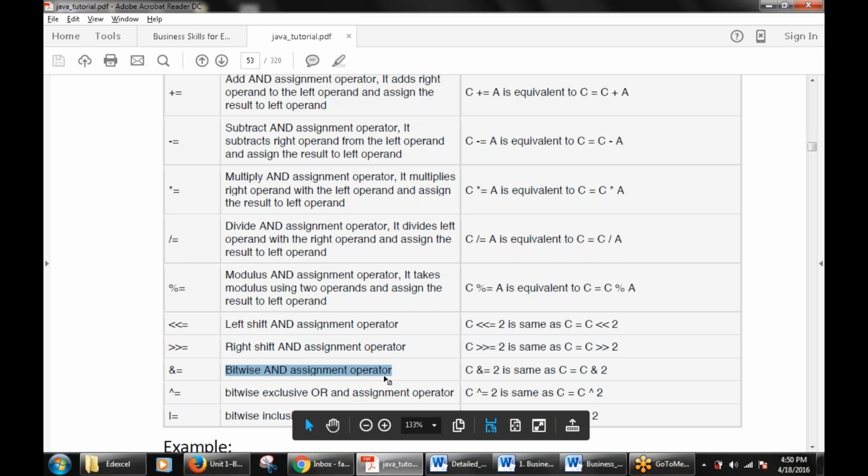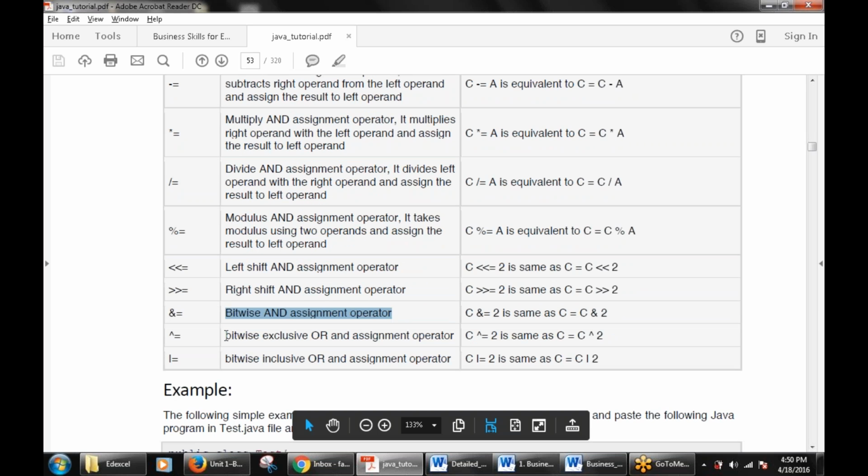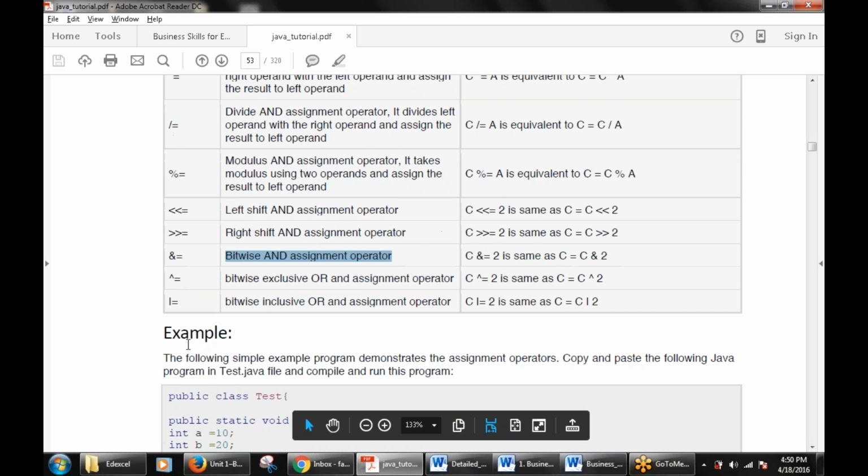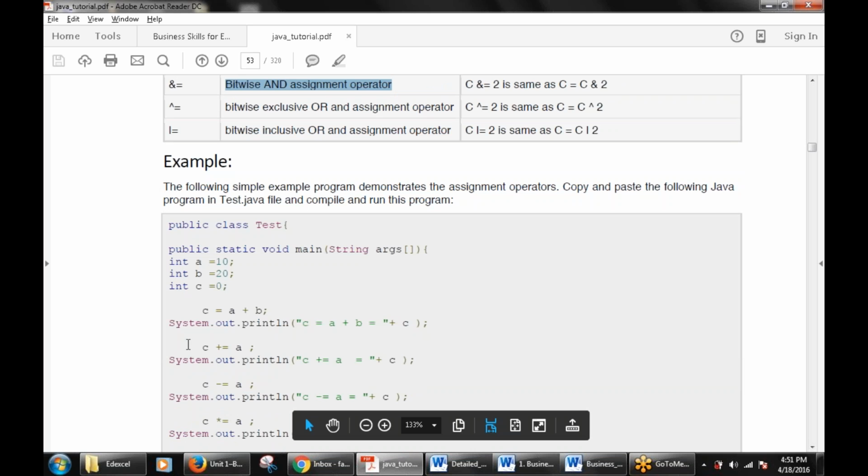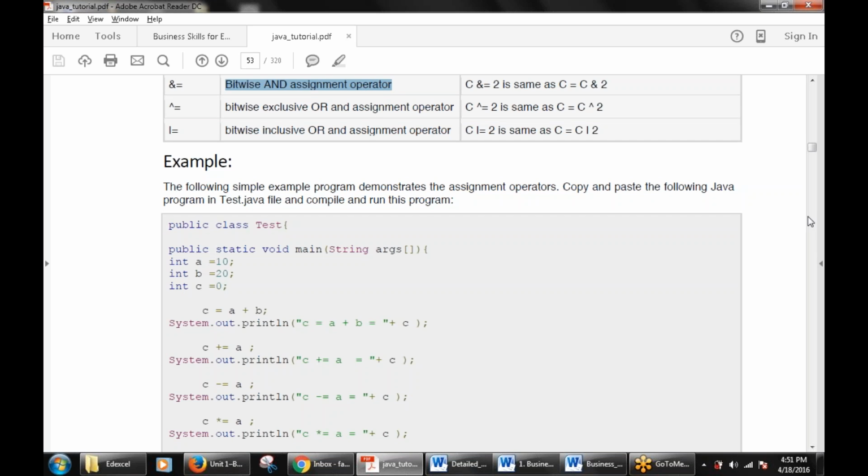Then bitwise and assignment operator, this is ampersand and equals to, and bitwise exclusive or and bitwise inclusive or. These are the various examples that are given in this one. One of the classes that is used is the same class, that is the test class. For testing purposes, we use the same class again and again. And the first line is the same, with void main, String args. Now there are three variables declared, that is A, B, C. A has a value 10, B has a value 20, C has a value 0.